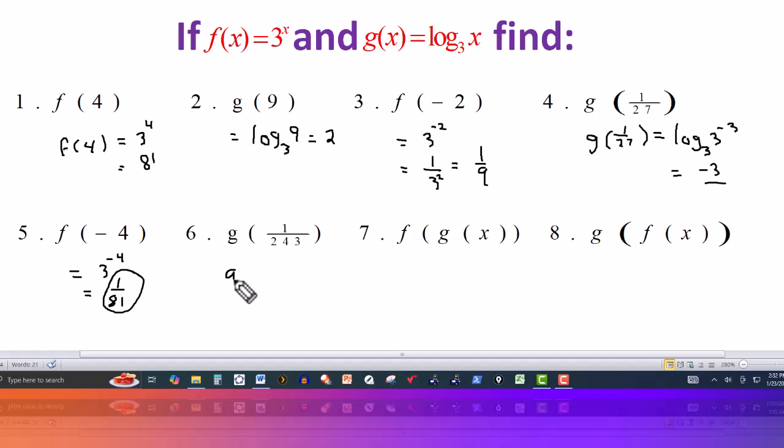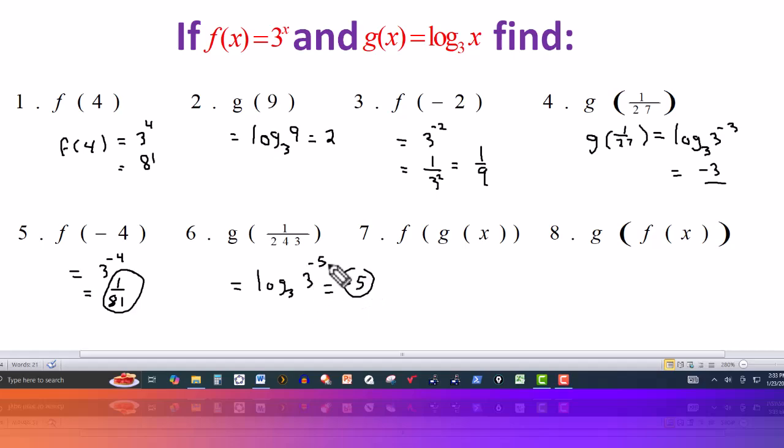Number 6, go back to the g function, and we want to find g of 1 over 243. So this is going to equal, using the g function, the log to base 3 of 1 over 243. And 243 is the same thing as 3 to the 5th power. So I can write this as 1 over 3 to the 5th, take this upstairs, change the sign of the exponent to negative 5. Now again, I can say, base 3 and base 3, by laws of logarithms, this would be negative 5.